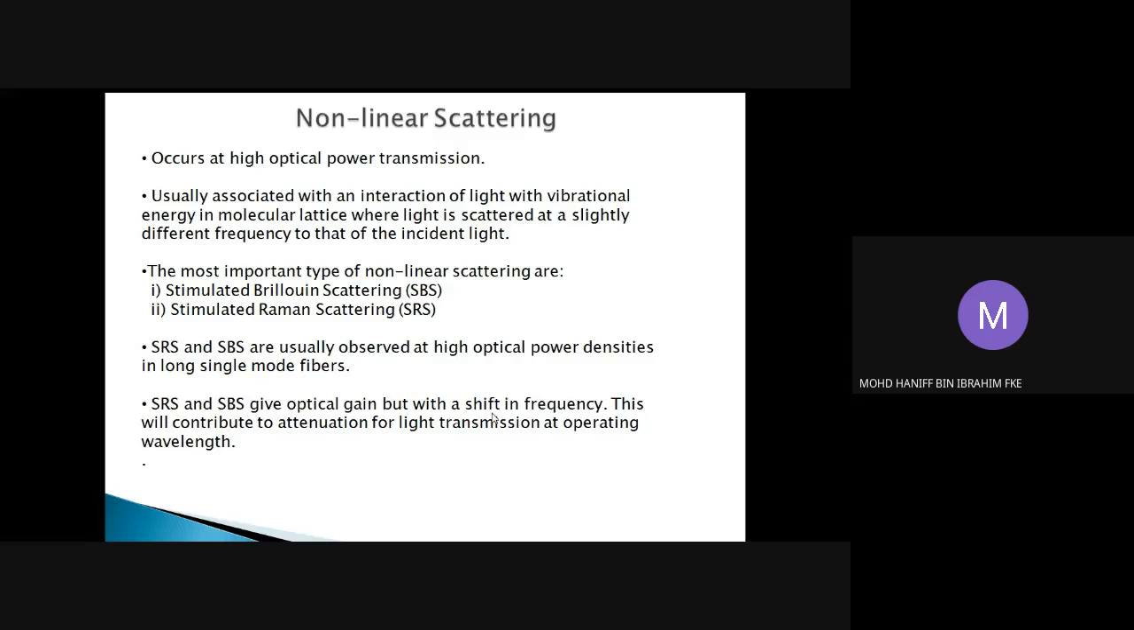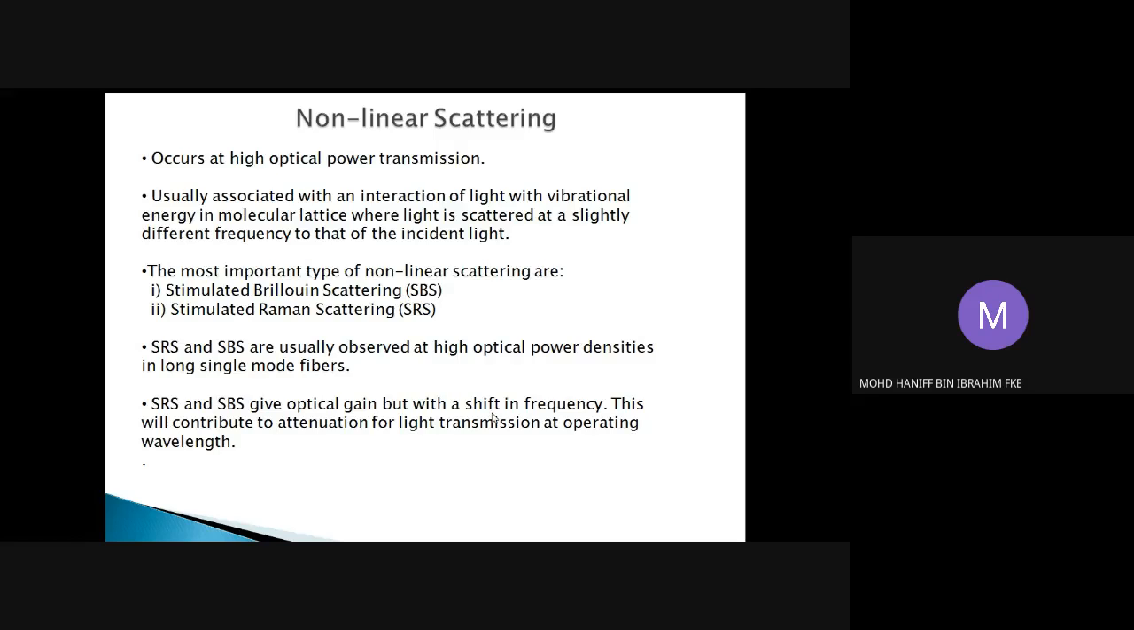So that's what is meant by nonlinear scattering, because if you have linear scattering, let's say a wavelength of lambda naught, which is the incident wavelength, the affected light will also have the same wavelength. But for the case of nonlinear scattering, if we have incident power of lambda naught wavelength, the scattered light will have a different wavelength. So this is what we call nonlinear scattering.